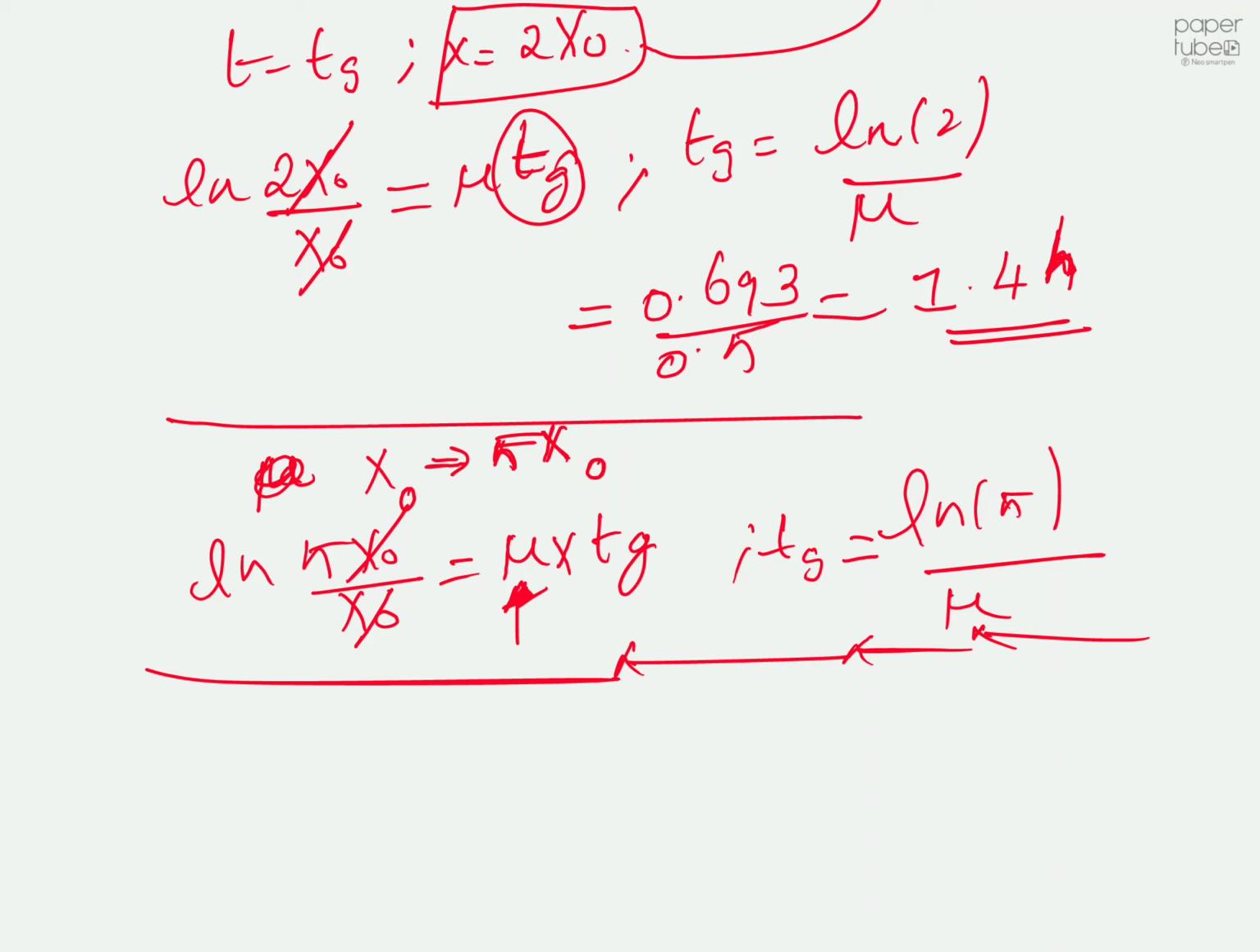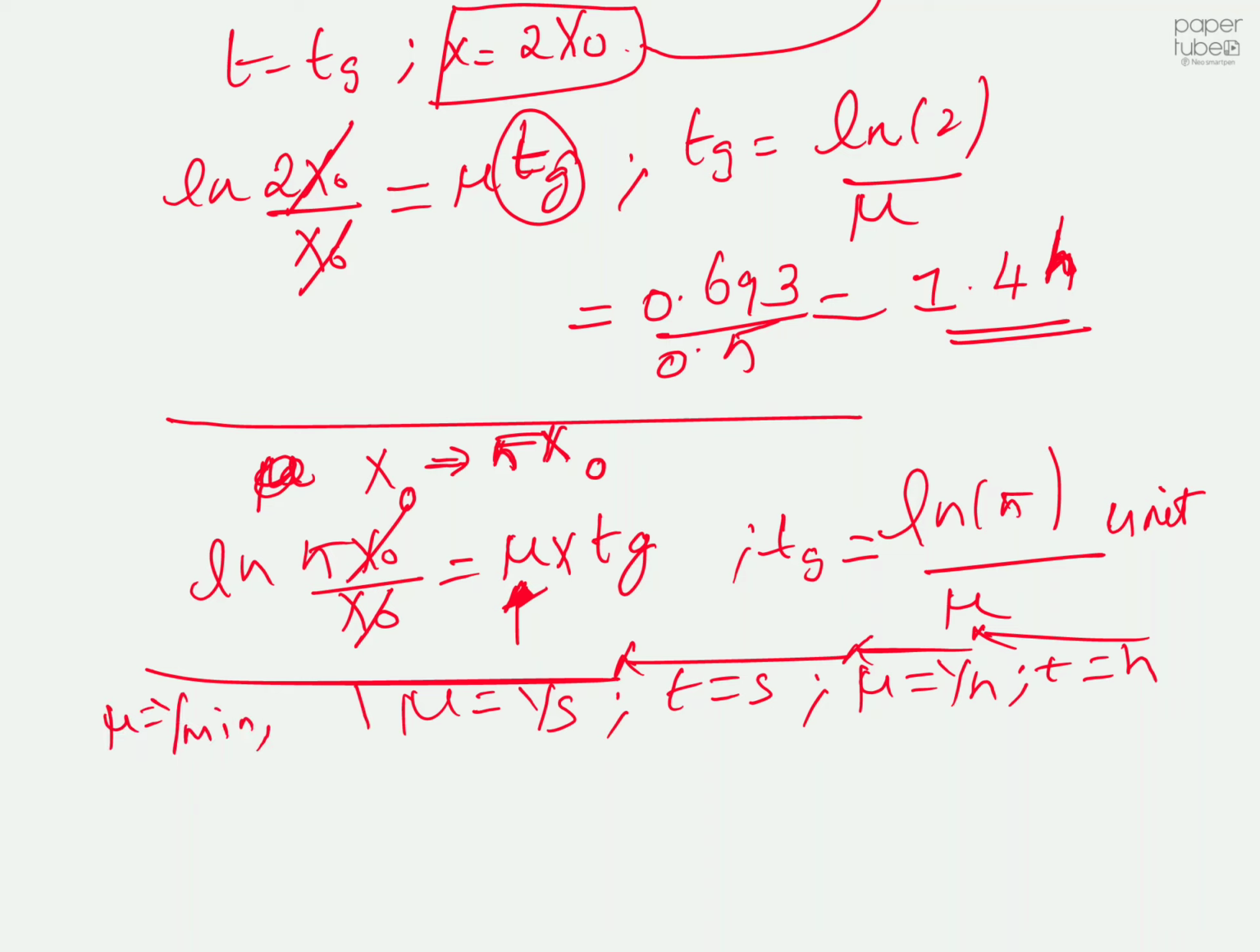Also pay attention to the units. If your mu is expressed in 1 by seconds, your t will be in seconds. If your mu is expressed in 1 by hours, your t will be in hours. If your mu is expressed in 1 by minute, then your tg will be expressed in minutes. So that's all for now. I think we can solve the next problem. So this is page number 3.